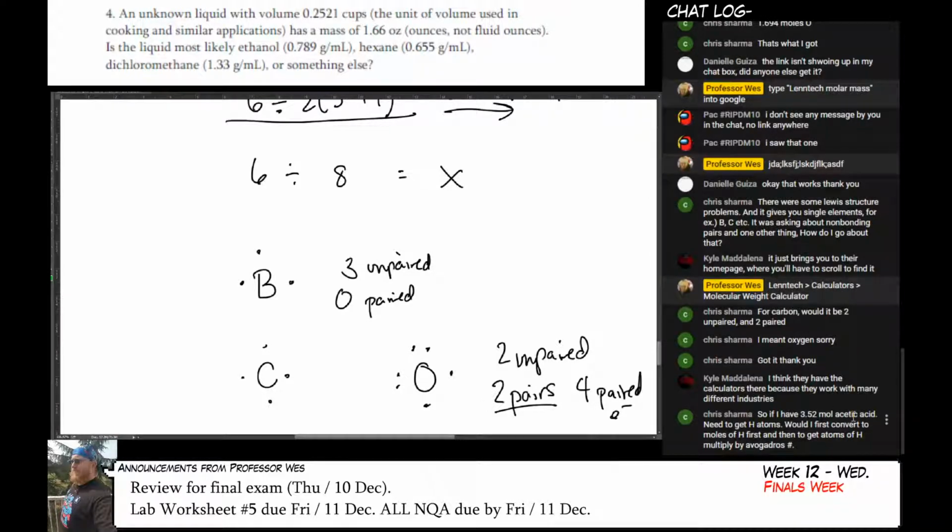If I have this many moles of acetic acid and I need to get H atoms, would I convert to moles of H and then get atoms? Yes, that's correct. So you turn moles of acetic acid into moles of H, and then moles of H into atoms of H.